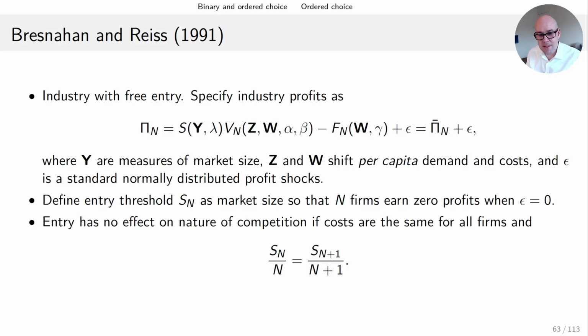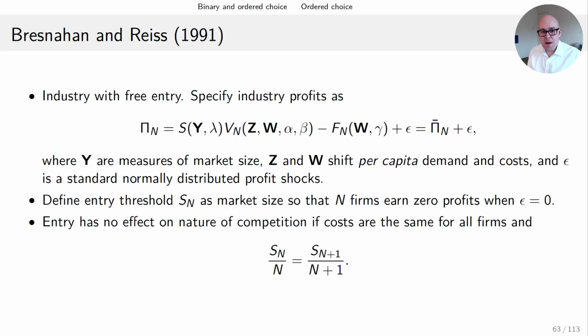What is the underlying interest? The underlying interest is to learn about the dependence of the nature of competition on the number of firms in a market. When you have one firm in the market, you would have a monopoly. So when there's a monopoly, then the suspicion is that the monopoly would charge prices that are too high, because that's profit optimal for the monopolist.